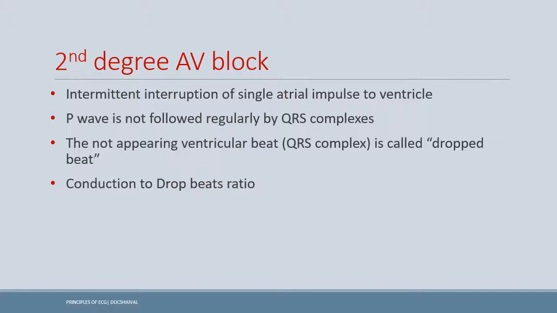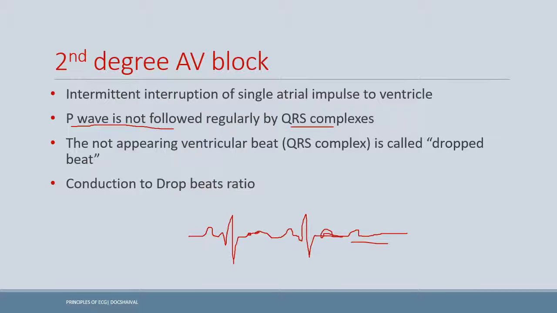Okay, now second degree AV block. The idea here is that there is intermittent interruption of the atrial impulse, and as you can imagine, a P wave is not followed by QRS complex. So if we have this P wave, then we have this QRS complex, then again we have T wave here, then we have P wave, then QRS complex, then T wave again, then we have one P wave that is not followed by QRS complex. So here we suspect the atrioventricular block, a second degree AV block.